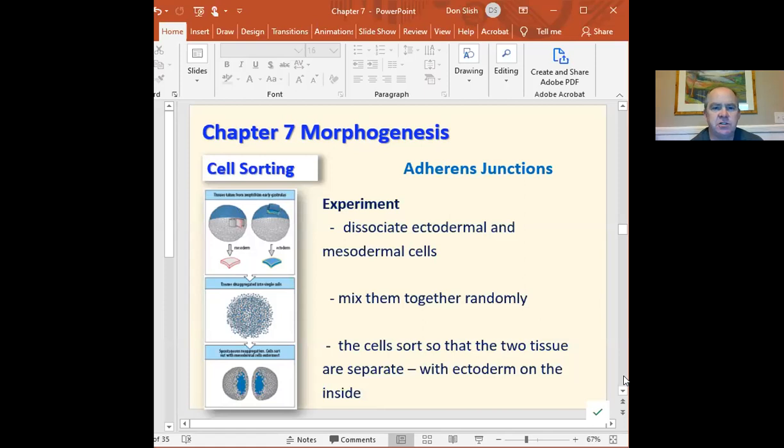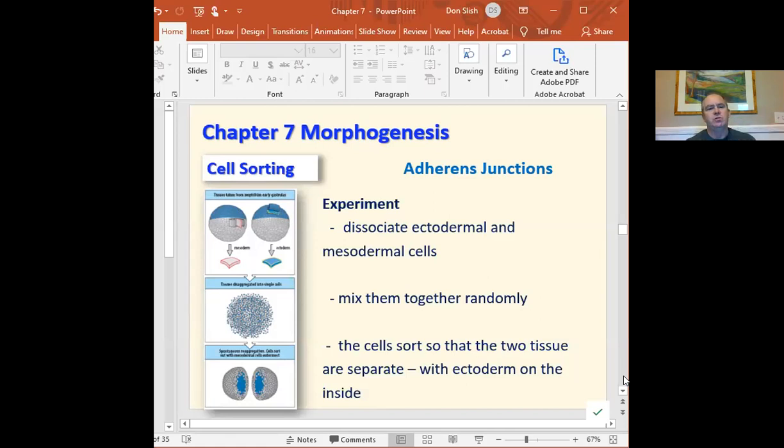Okay, adherens junctions. Is this the next lecture? I don't know, I think this is the next lecture, but I'm not sure. So adherens junctions help to sort cells out. I guess that's what we're trying to say here. Cells with the same cadherins will bind to each other.